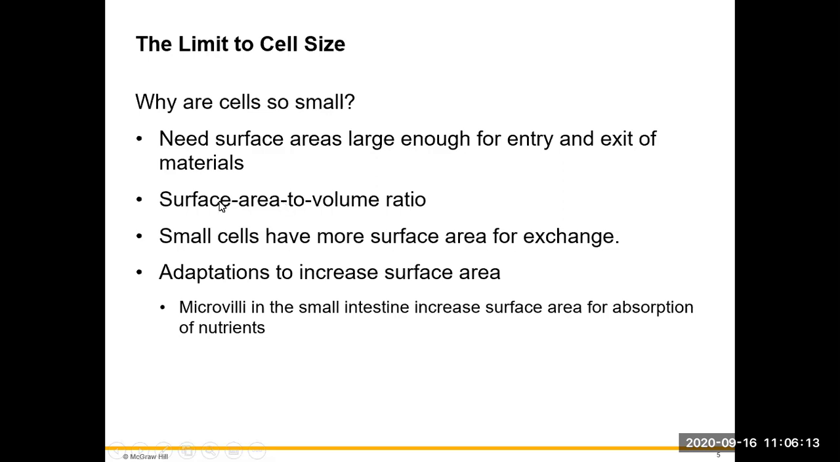And we need a larger surface area to volume ratio. Small cells have more surface area for exchange, we said that already. Through adaptation and evolution, the surface area of most known cells is increasing. One simple example is the microvilli in the small intestine, which increase the surface area for absorption of nutrients.